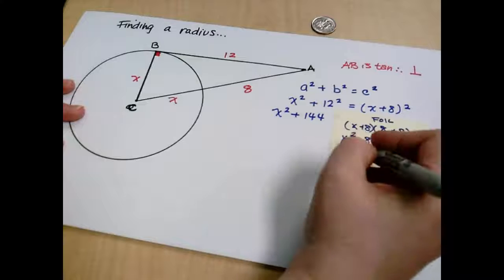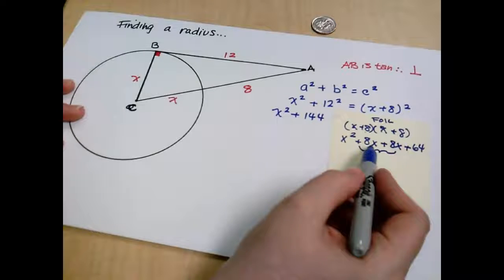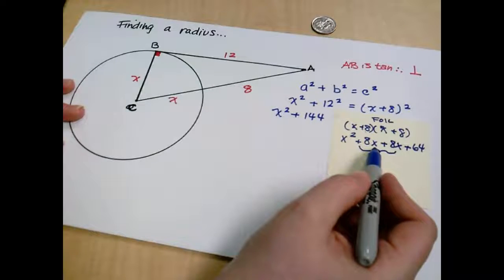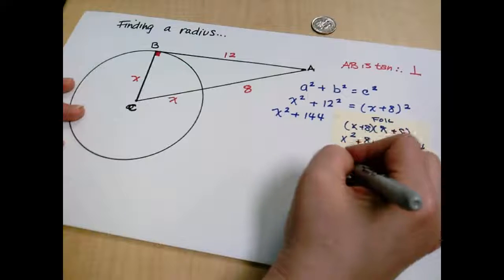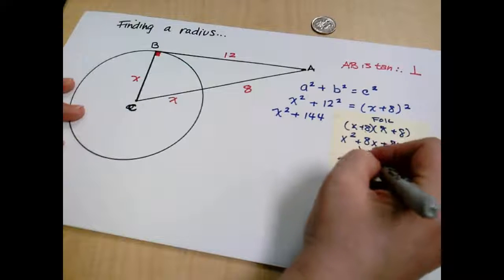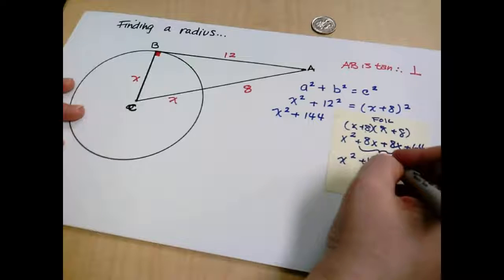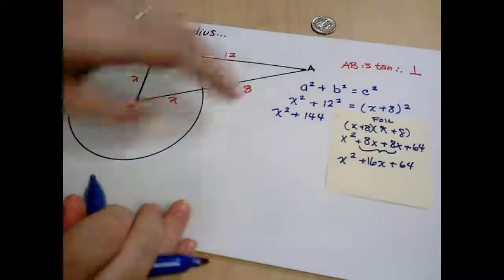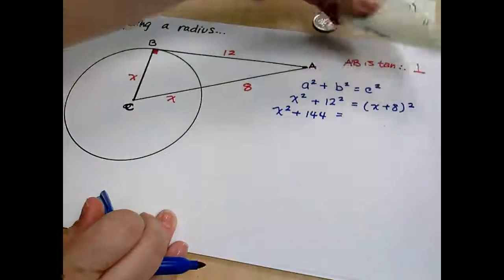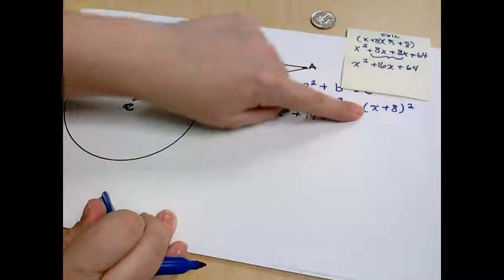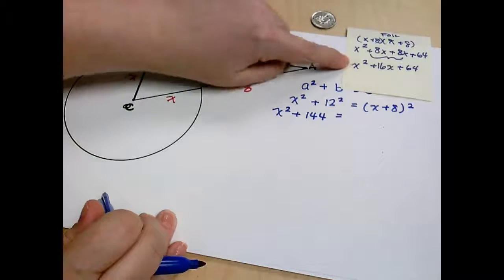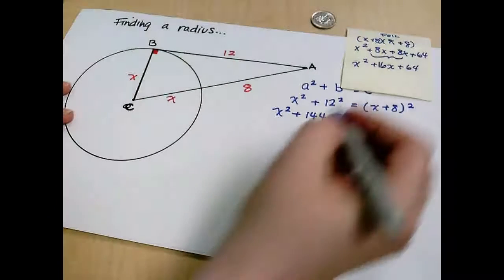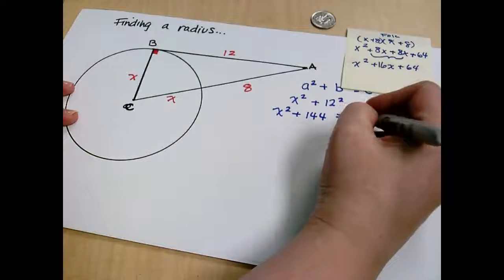Now I'm going to combine these center terms together because they're the only two that have just standard x with no square. So this becomes x squared plus 16x plus 64. So I can replace that then on this side of the equation, the x plus 8 squared with x squared plus 16x plus 64.